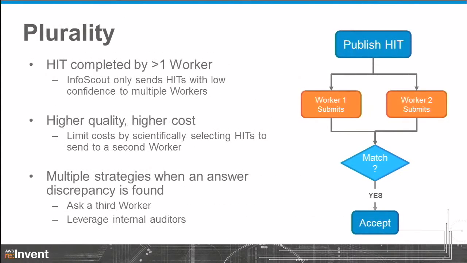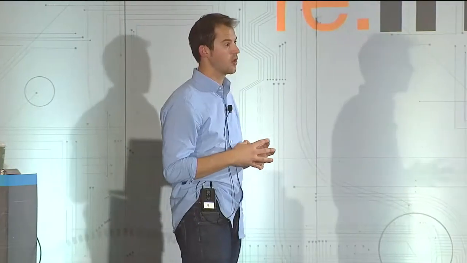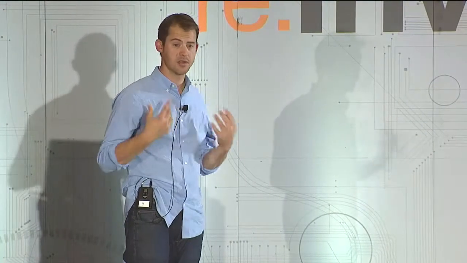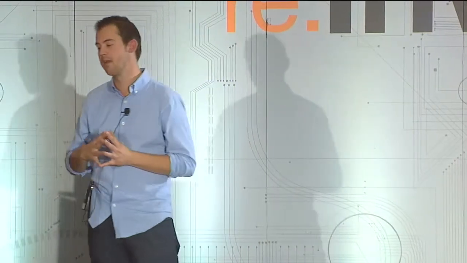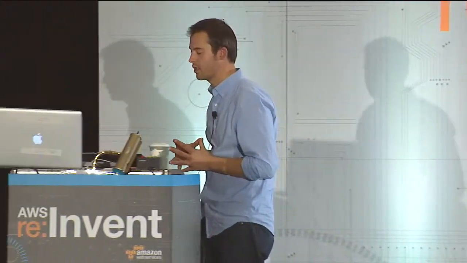So we've started to turn to a strategy called plurality. And this is just this whole notion of having multiple workers do it. This is very common in crowdsourcing and Mechanical Turk or other crowdsourcing platforms. It can achieve very high quality. It is generally higher cost. You obviously have to pay 2, 3, 4 workers to complete the task. And for us, candidly, we can't have every single full itemized hit done by multiple workers.